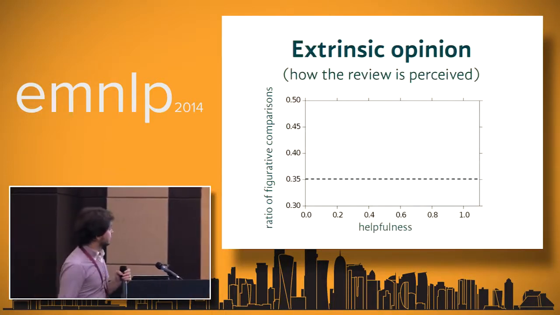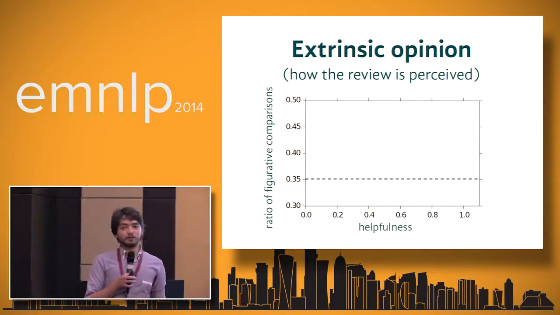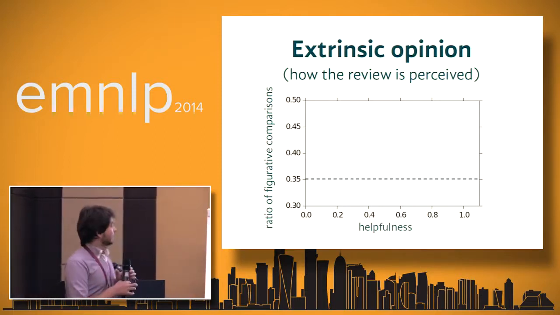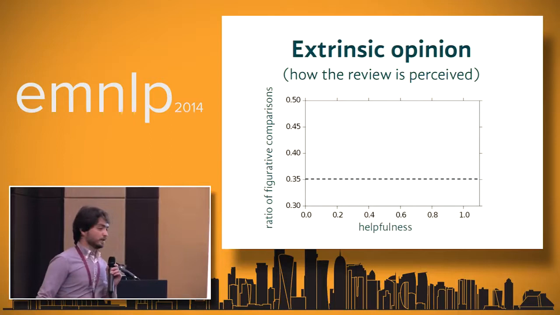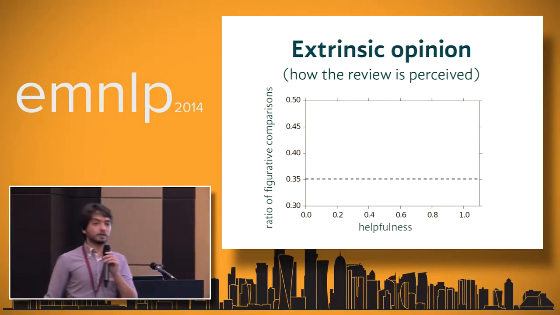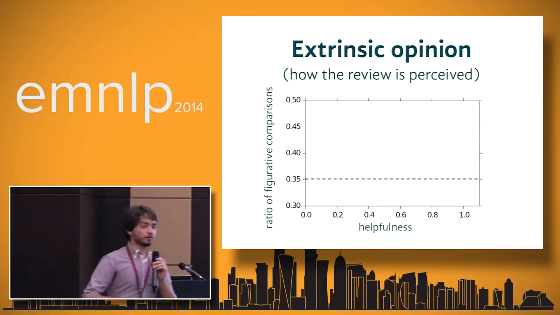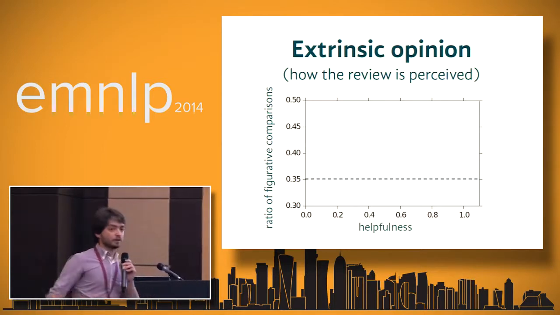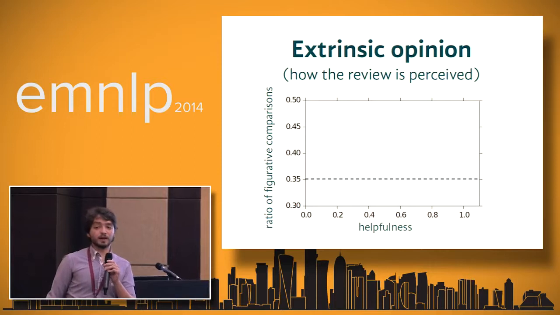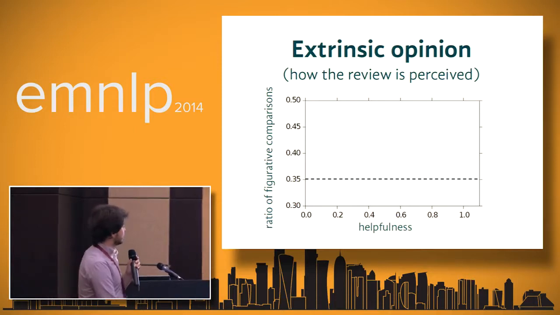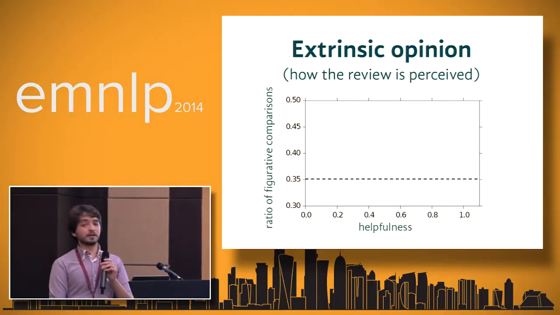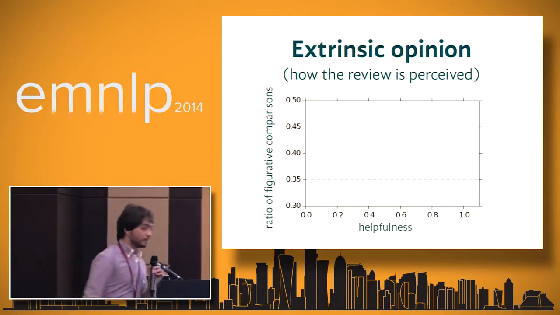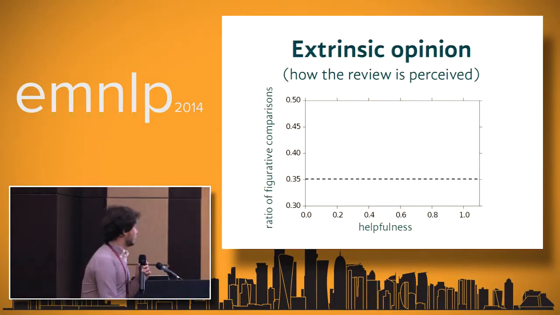Now let's look at the extrinsic opinion. So at how a review is perceived by others. And we can measure this by helpfulness. So helpfulness is the ratio of how many people who took the time to rate a certain review found it helpful. We throw away all the reviews that weren't rated by at least 10 readers. So the x-axis here, if it's 0, it means nobody who rated the review said it's helpful. If it's 1, it means everybody found it helpful, and everything in between.